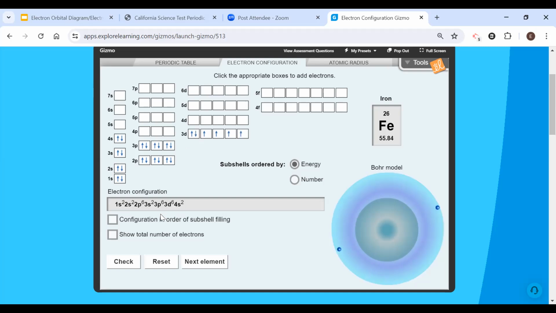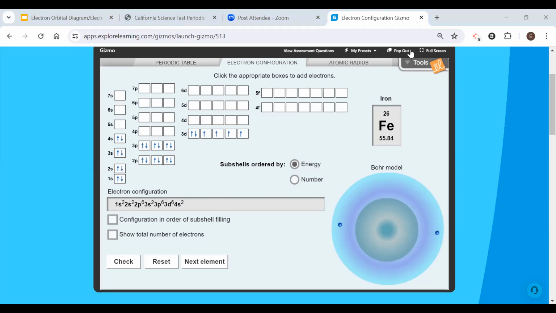But this is wrong, okay? The order here is not correct. So the simulation doesn't have any brain. So you have to move this 4s2 in front of the 3d6, okay? So hopefully you got it right. Sorry about the iron. I messed up there.